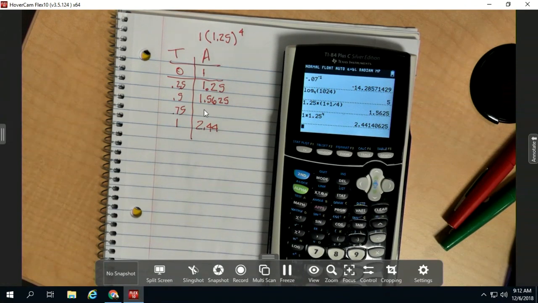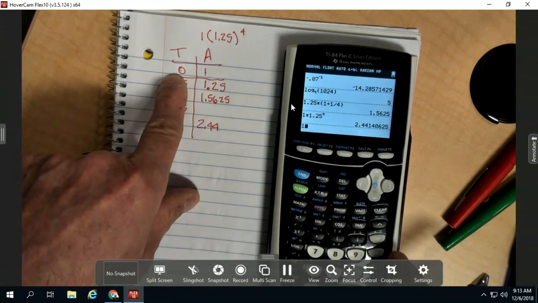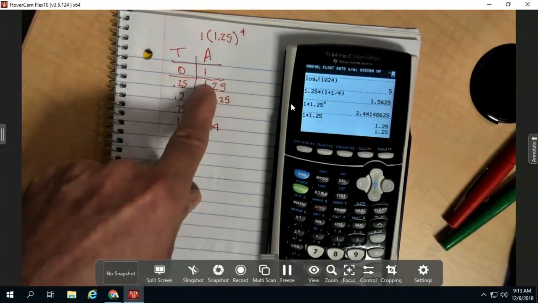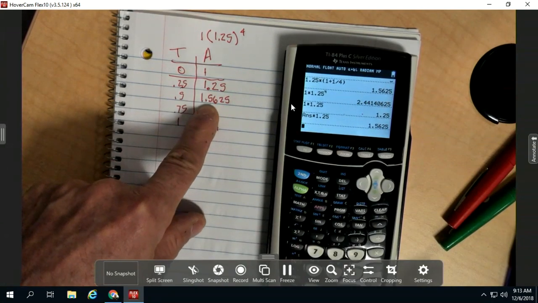Now, if you notice, I didn't fill in this spot right here, right? I could have. What would I have done? I would have taken 1.5625 times 1.25, right? I just keep multiplying by 1.25. So if I take it times 1.25 times 1.25 times 1.25 times 1.25, I get my answer. I'll show you that with this problem here. So I take 1 times 1.25, and I get 1.25, times 1.25, and I get 1.5625.